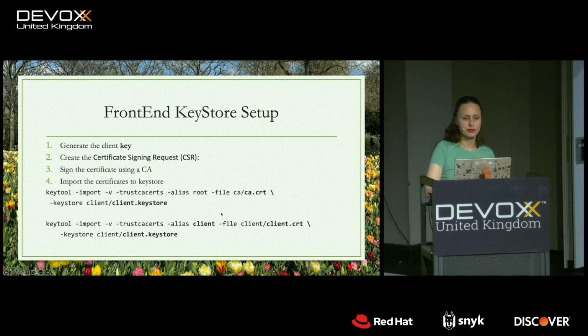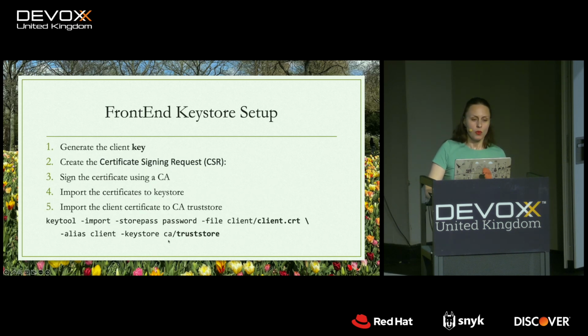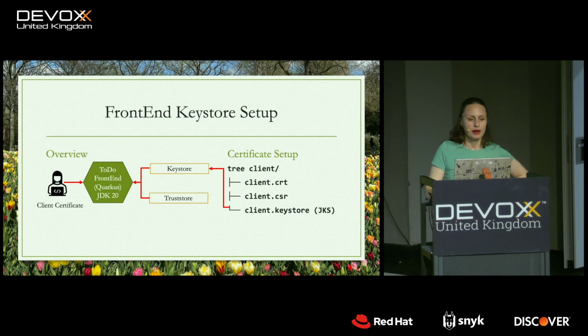And once I did this, I can import my client.crt to the key store, and that's it for the key store setup. Once I have this, I can also import the client certificate to the CA trust store, where I want to store the certificates for the trust store. But that's an optional step. It's not mandatory. And my final setup for my Quarkus app is going to look like this. It's going to have the key store configured for my front end using the client.keystore, the JKS one.